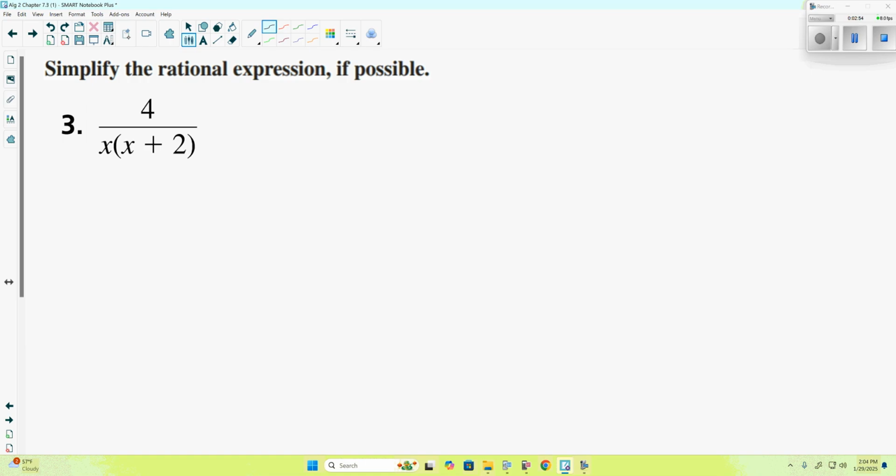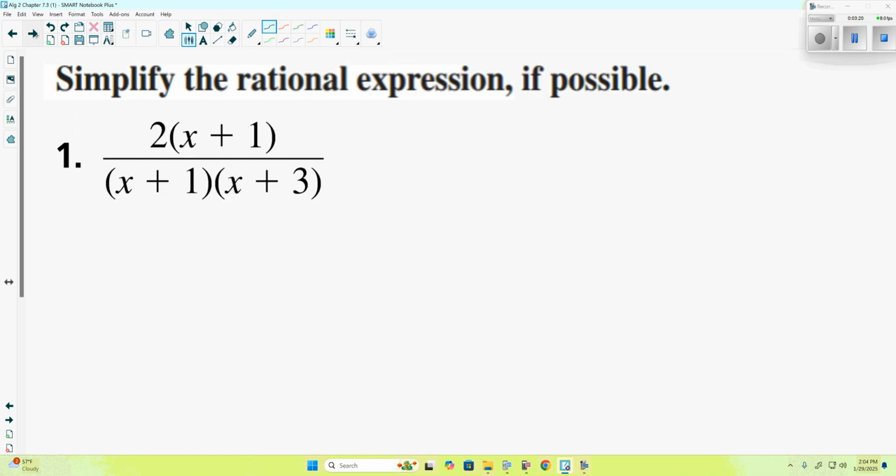So, is there anything in common on top and bottom? No, this is already simplified. There's nothing we can do to it, because there is nothing in common on top and bottom. It is as simplified as it gets. Thought I'd start off with one that was simplified. Now let's look at the next one.